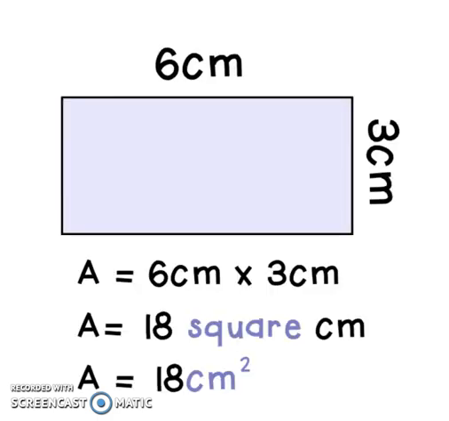To figure out the area, I set up my equation of area equals length times width. So we have area equals 6 centimeters times 3 centimeters. And I know 6 times 3 is 18. So I have 18 square centimeters, or area equals 18 centimeters squared. This means that 18 squares, which all have 1 centimeter sides, would fit perfectly inside this rectangle. Like this.